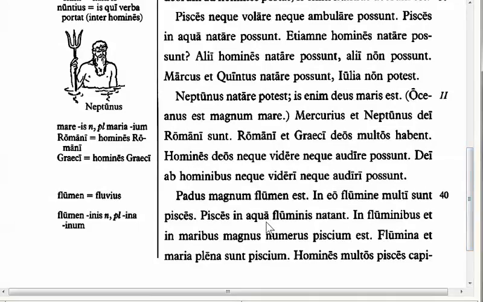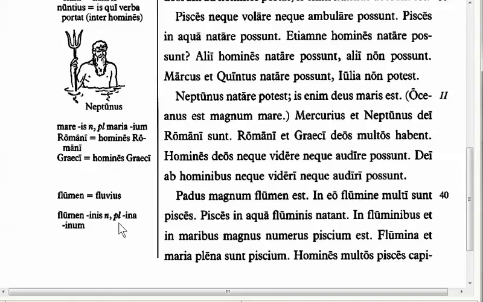Okay, the next feature I want to point out is in line 41. We have pisces in aqua fluminis natant. And notice here we have another third declension noun, flumen, and the genitive is fluminis. So, as I said before with leo, you need to memorize the genitive of the nouns in the third declension, and the gender. So the gender of flumen is neuter, and it does follow the rule because it ends in an N. It's one of the lancet ending nouns, which is neuter.